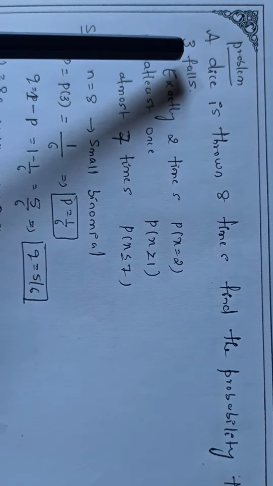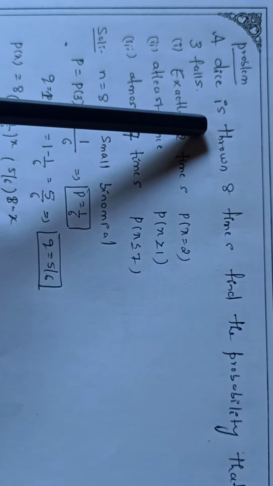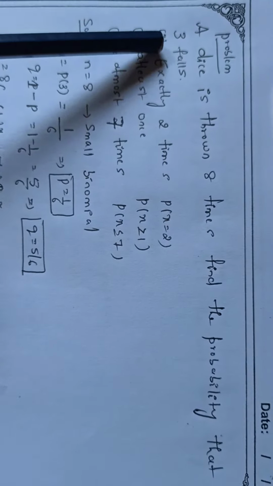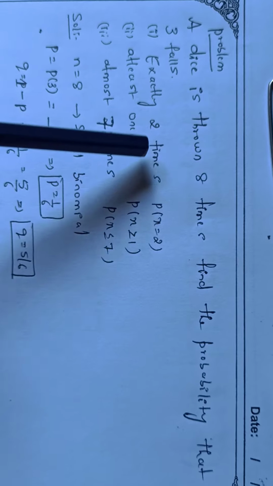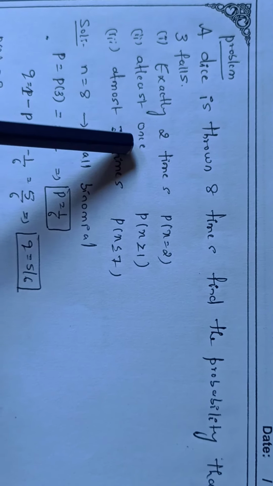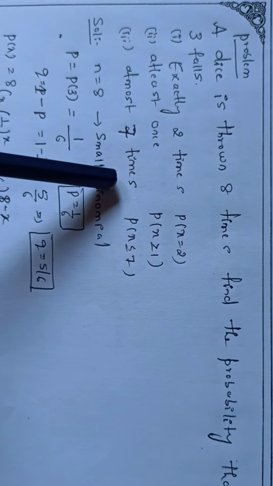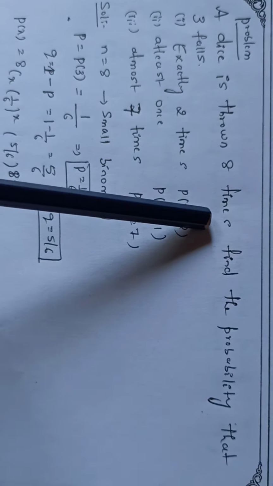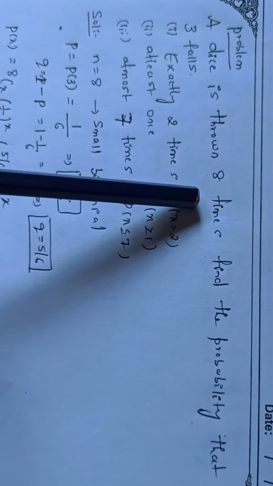So here we have the next problem. A dice is thrown 8 times. Find the probability that 3 falls exactly 2 times, at least once, and at most 7 times. So here I repeat the problem. A dice is thrown 8 times, so that n is equal to 8 in the given problem.